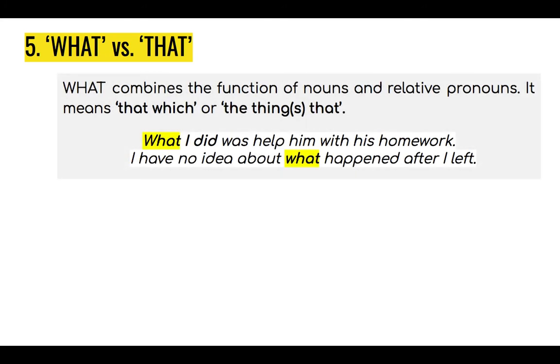To finish, some people have problems when using what or that. What combines the function of nouns and relative pronouns. It means "that which" or "the things that." For example, what I did was help him with his homework, which is the same as saying the thing that I did was help him with his homework. Or, I have no idea about what happened after I left, which is the same as saying I have no idea about the things that happened after I left.